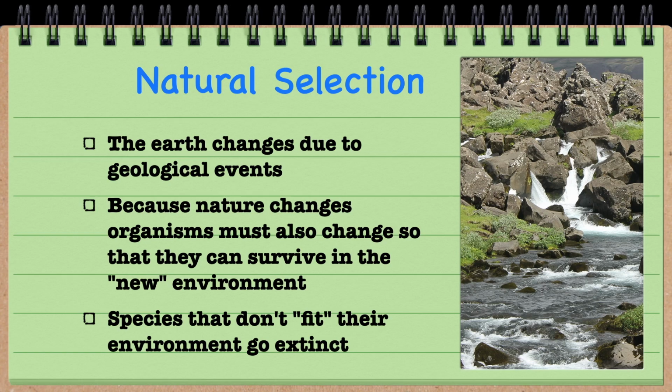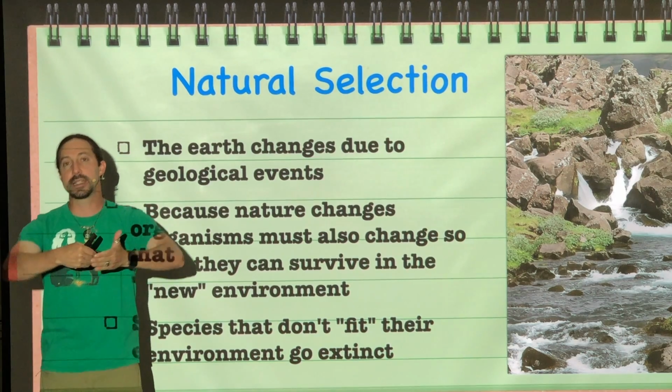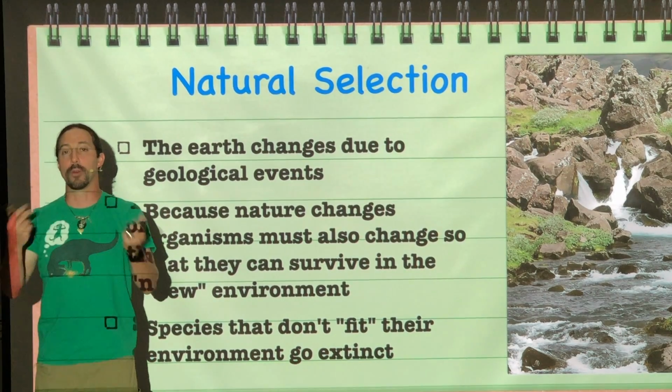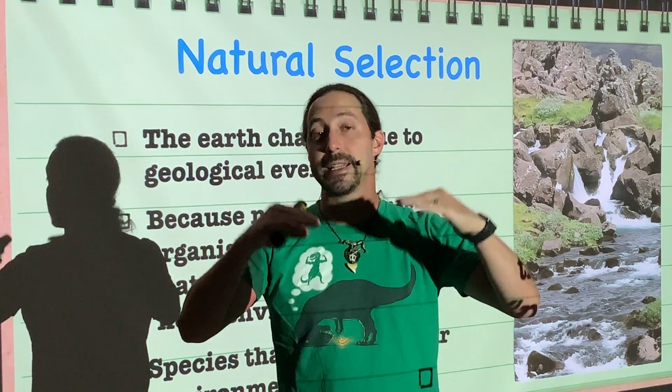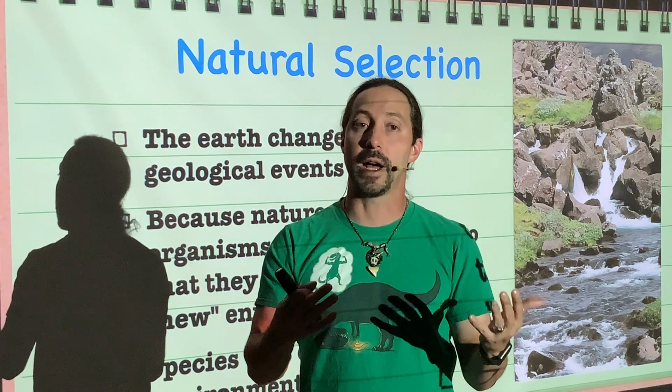And because of that, some organisms are going to have traits that allow them to survive as the environment changes. Those traits are favorable. Those traits are good. And their alleles will then increase in their frequency because more of the individuals with those particular traits are going to survive and do well.